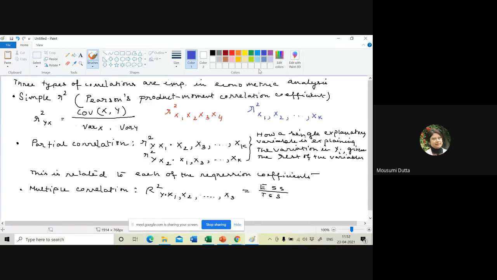We use these particular notions to calculate this, to calculate that. So I am explaining that thing.